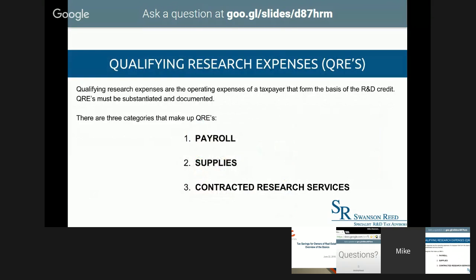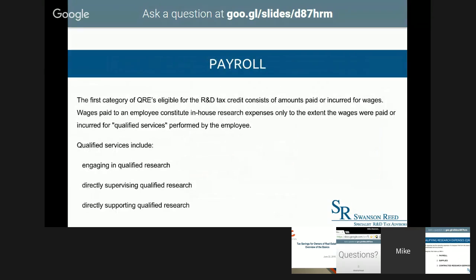Okay, there's three major components at arriving at an R&D credit as outlined here: payroll, supplies, and contracted research expenses. We're going to go into each one of these in a little more detail to give you an idea of what forms them. The first one being payroll, and this is by far the biggest component in most R&D claims.